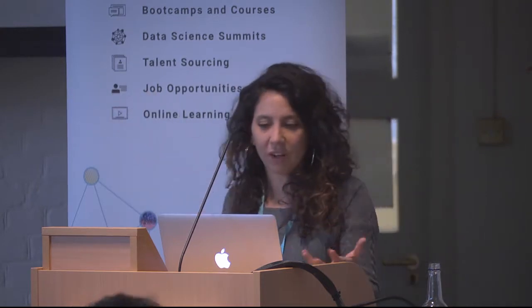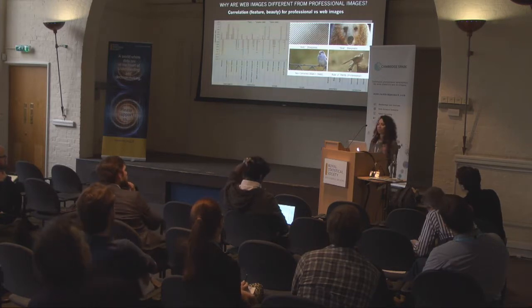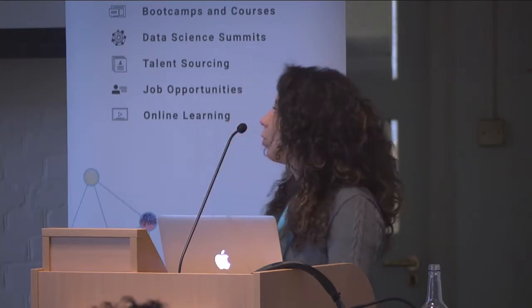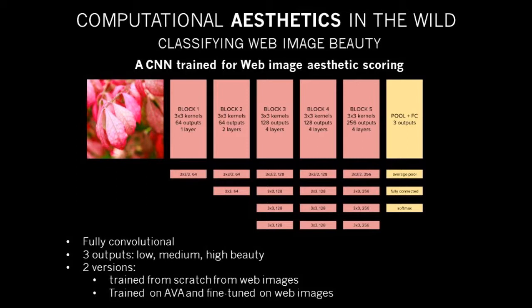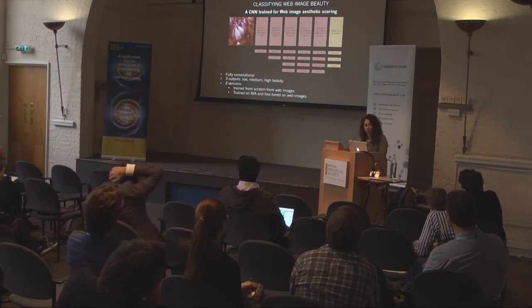So we have a lot of these findings, and so we actually now can live in peace and understand that these two data sets are different, so we can now come up with a solution for that. What we did is that we designed a fully convolutional neural network specifically designed for scoring beauty. So with three outputs, one for low, one for medium, and one for high beauty. And then we train it in various ways, one with professional images, one from scratch with web images, and one trained on professional images and fine-tuned on web images.